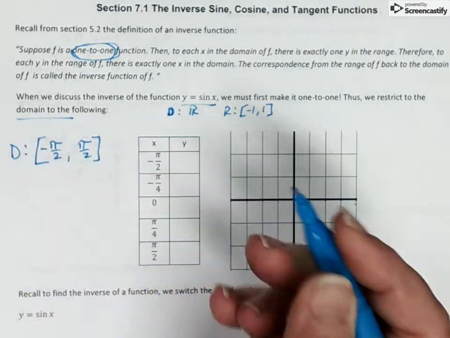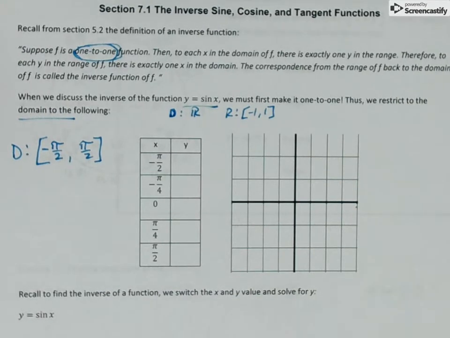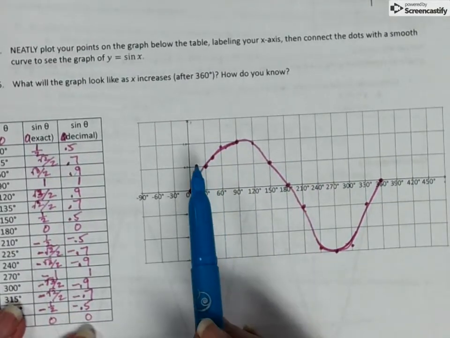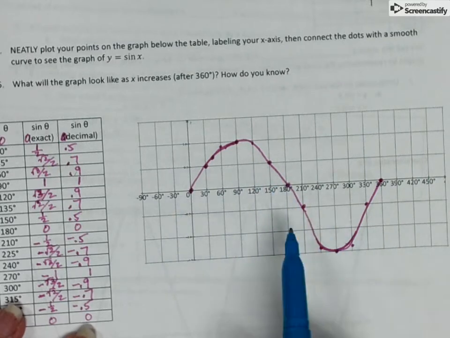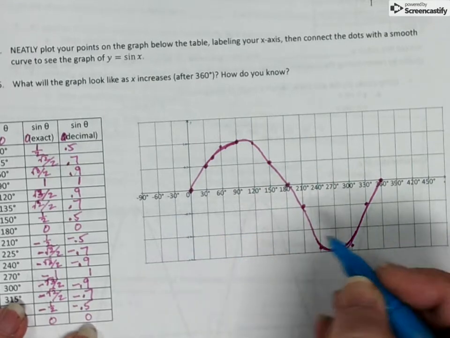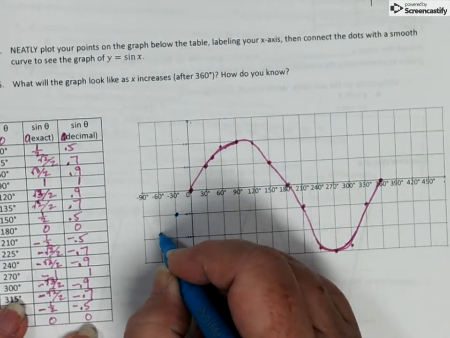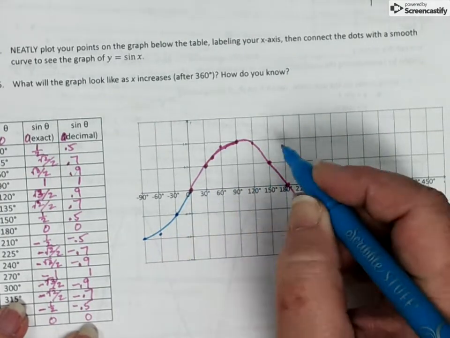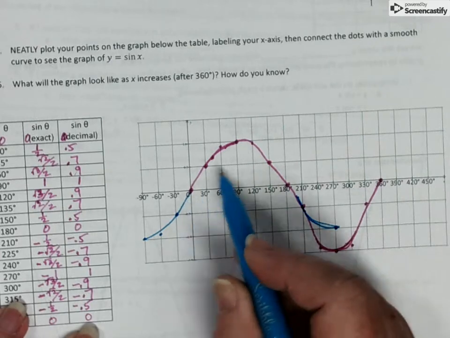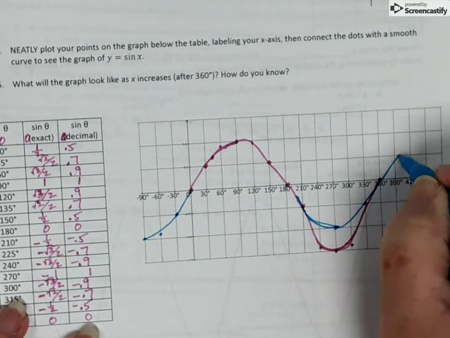And the reason that we're doing that, I'm going to go ahead and show you a graph of the sine function. Here we have a graph of the sine function. If you look at this, see how it fails the horizontal line test kind of all over the place? But if we were to continue this graph, it would just keep continuing on like this, right?